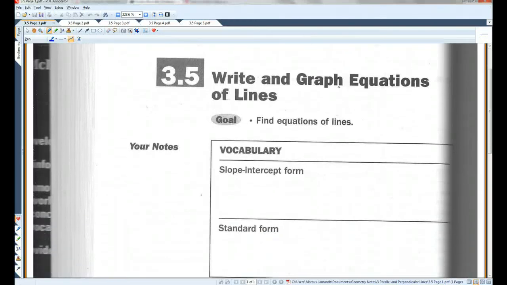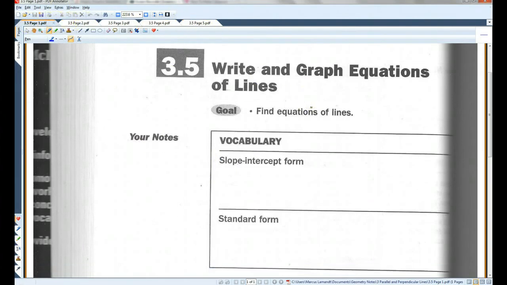Alright, 3.5, write and graph equations of lines. This section is a little bit longer than what we're usually accustomed to. Most of the sections are 3 or 4 pages. This one has 5, so just a heads up.